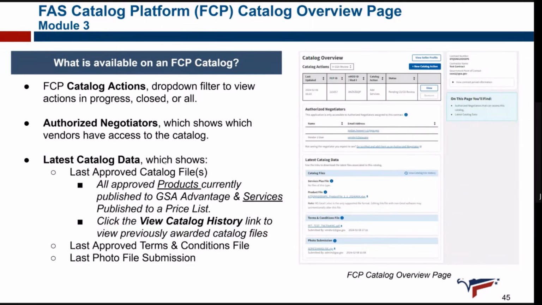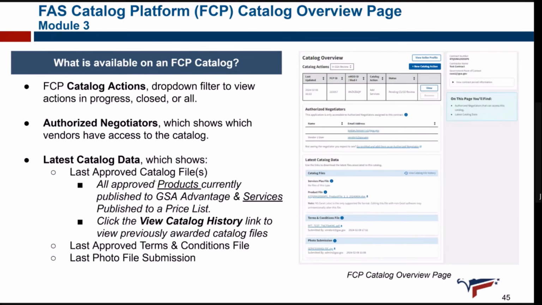All right, real quick with this slide, this is what the overview is for the catalog overview. There's some good information in here. So authorized negotiators, it tells you, well, let me back up. The catalog action, there's a drop down there to help you view any in-progress actions, any closed actions, or if you wanted to see all actions that you created in FCP, you can use that drop down to see your statuses, okay? Underneath that is our authorized negotiator list. So again, if you're a vendor out there and you're not sure if someone on your team is an authorized negotiator, that information will be populated here, okay?